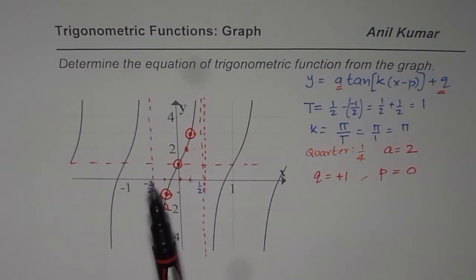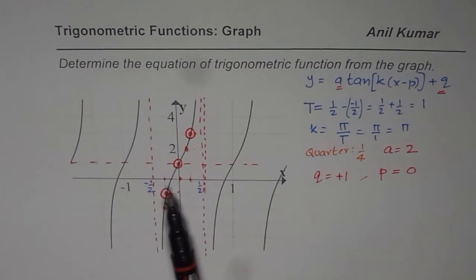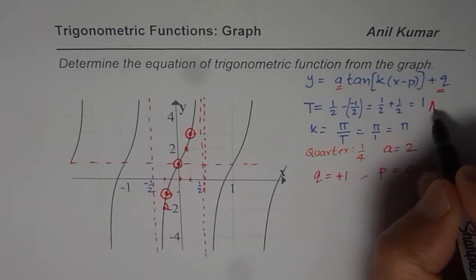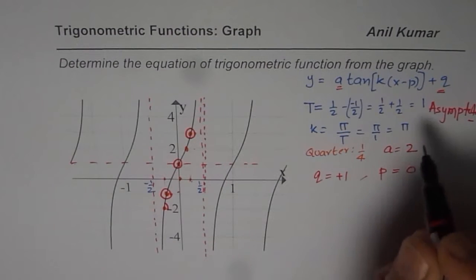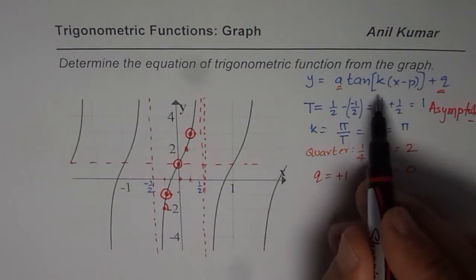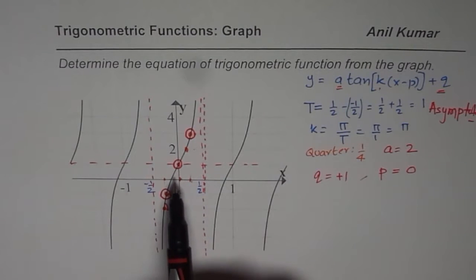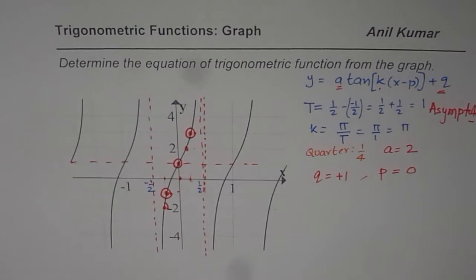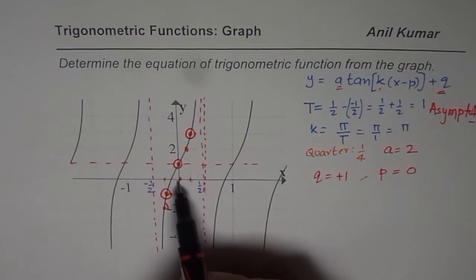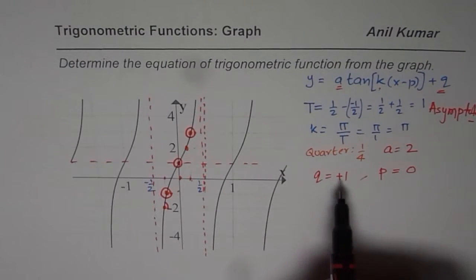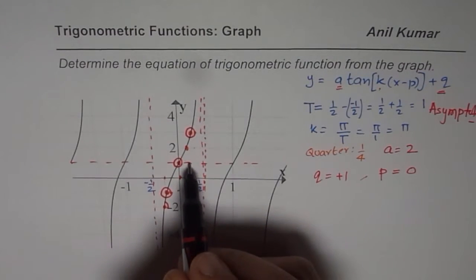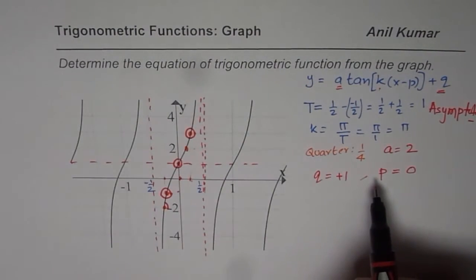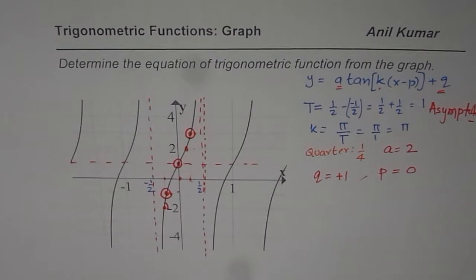I hope you understand what I'm trying to say. So first, find the time period using the asymptotes. From the asymptotes, we get the time period of 1. That time period gives you the k value. To find the translation, horizontal or vertical, we look at the point which originally happens to be at the origin. Now that has been moved 1 unit up, so q is 1. Then consider the quarter of the cycle. For a quarter of the cycle, we are 2 units away instead of 1, correct?